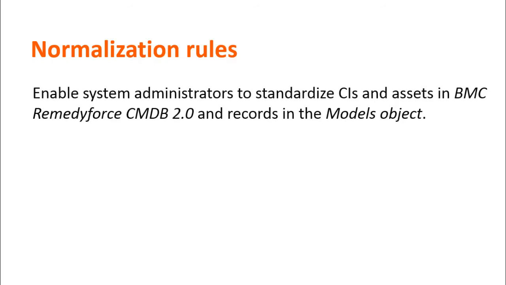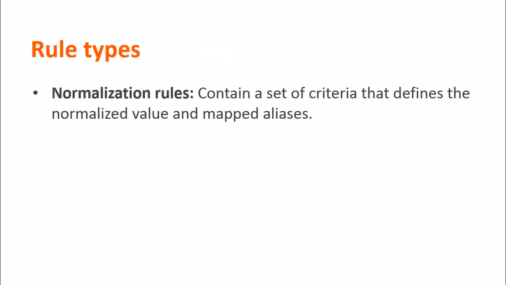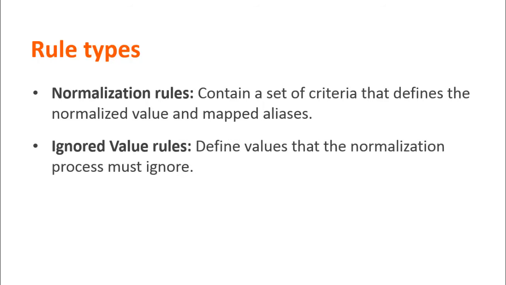Normalization rules enable system administrators to standardize CIs and assets in BMC Remedy Force CMDB 2.0 and records in the models object. The normalization process uses two types of rules to standardize the data. Normalization rules, which contain a set of criteria that defines a normalized value and mapped aliases, and ignored value rules, which define values that the normalization process must skip. Remember that the ability to create ignored value rules is available only in BMC Remedy Force Summer 15 Patch 1 and later.